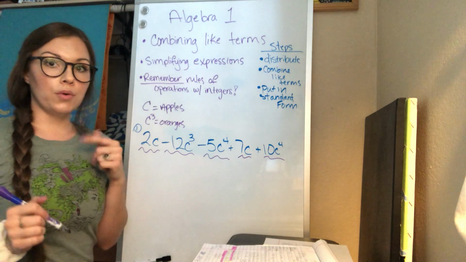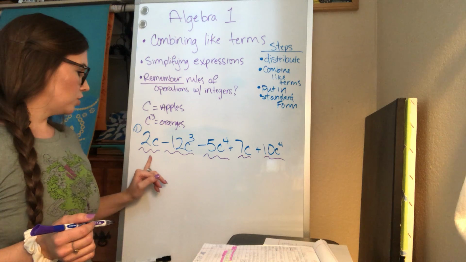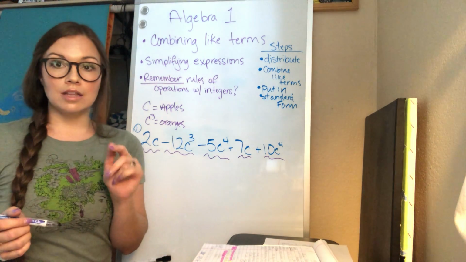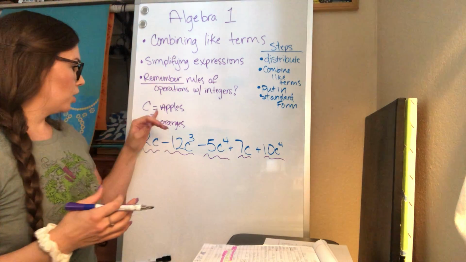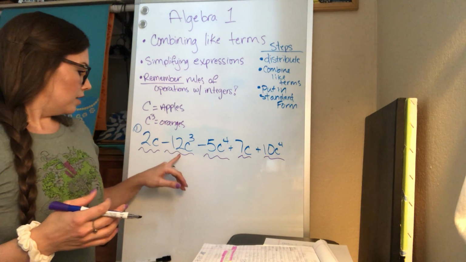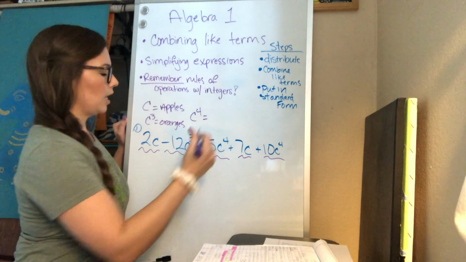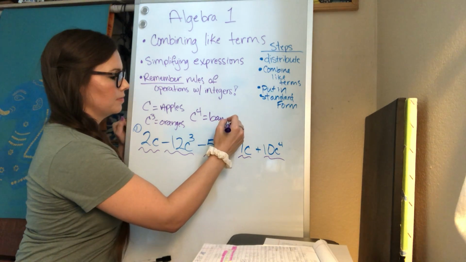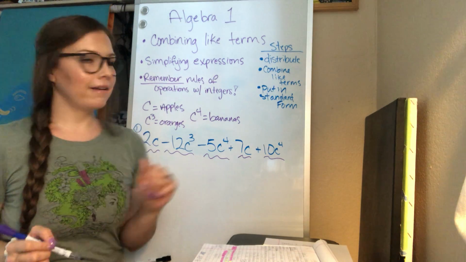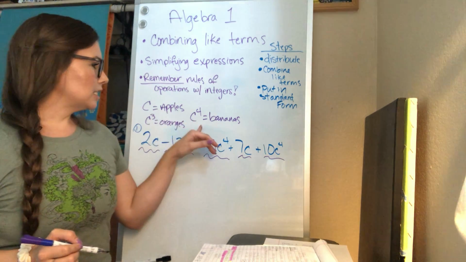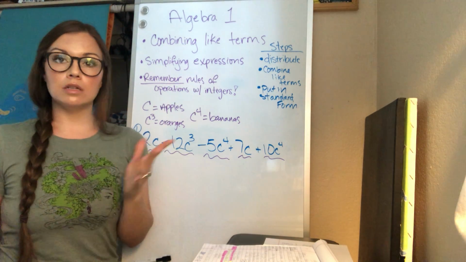If I'm asking you to add up how many apples I have, and you add up the apples and the oranges, then you told me how much fruit I have. Okay, so I only want you to combine the ones that are the same. So let's say c to the fourth is bananas. B-A-N-A-N-A-S. Okay, tricky one. So c to the fourth is bananas, c is apples, and c to the third, or c cubed, is oranges.